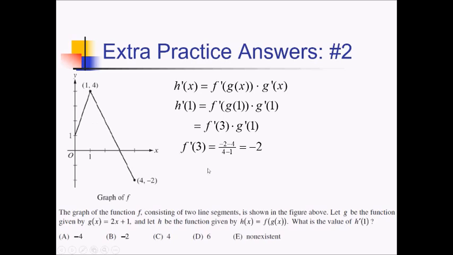For the next one, we need to do g prime of 1. Now, g is itself a linear function, so g prime of 1 is just going to equal g prime of x in general. G prime of x is just going to be 2, the derivative here, the slope of this line. So now putting it back together for h prime of 1, this is going to be negative 2 times positive 2, which comes out to negative 4, giving me answer choice A.